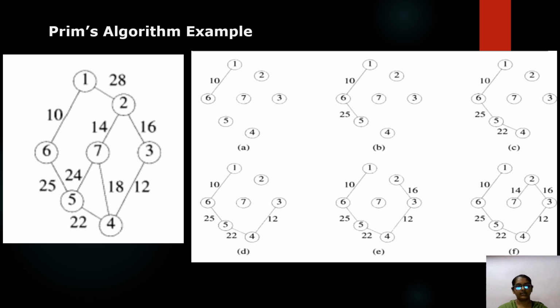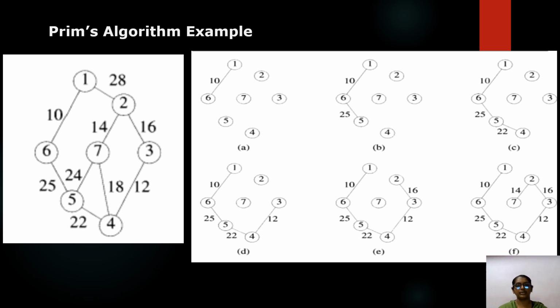Next, from 5 we have an edge to 7 and an edge to 4. When compared, 5 to 4 has less cost. So the next edge we represent is between 5 and 4. Similarly, from 4 to 7 and 4 to 3, the edge cost is minimum for 4 to 3. So we represent that in D.